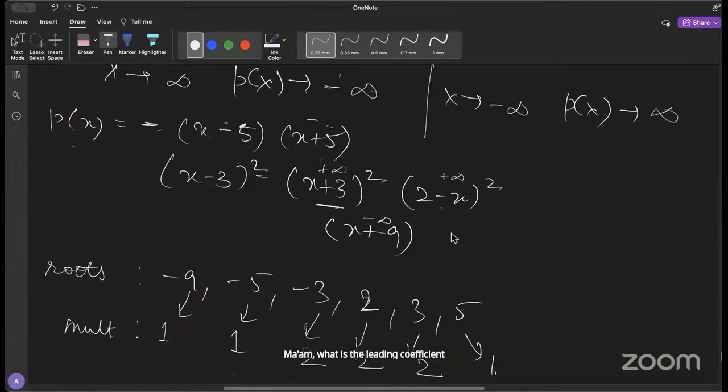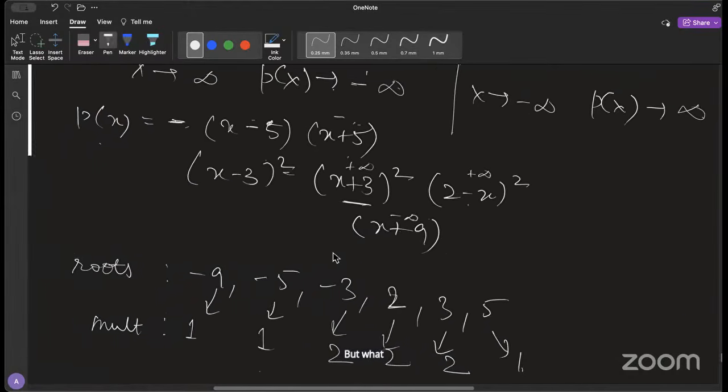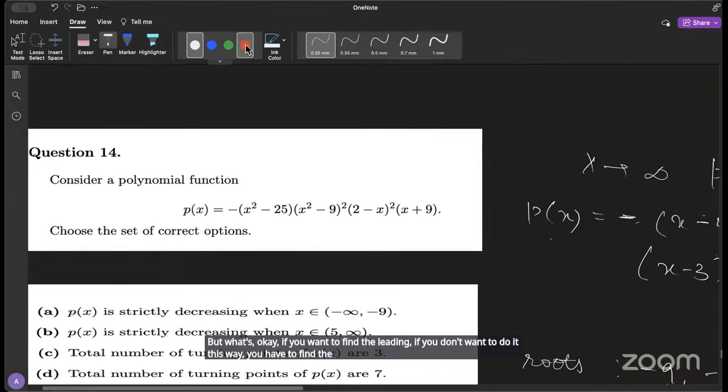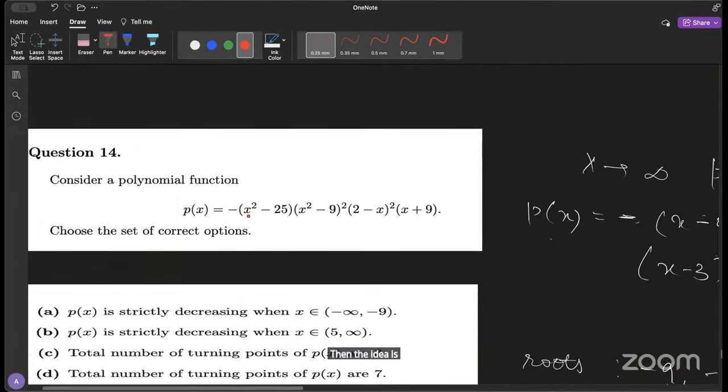But if you don't want to do it this way, you have to find the leading coefficient. Then the idea is you have x square here, right? So if you multiply all the x's, you will have x to the power 9, right? And a negative here. Is this okay?